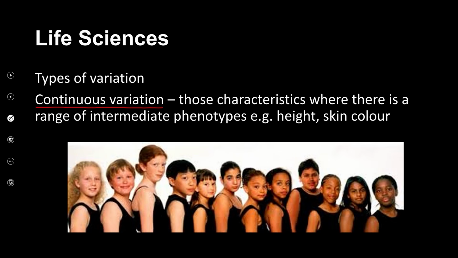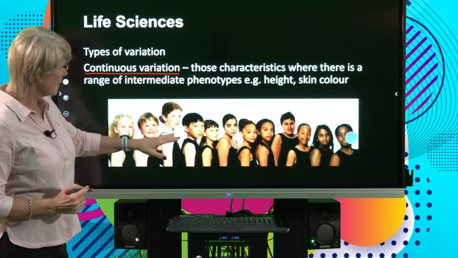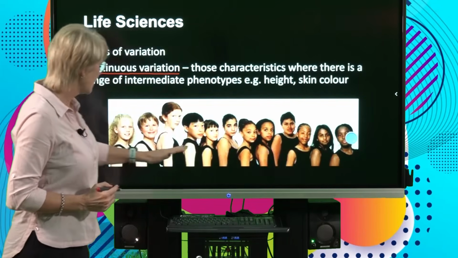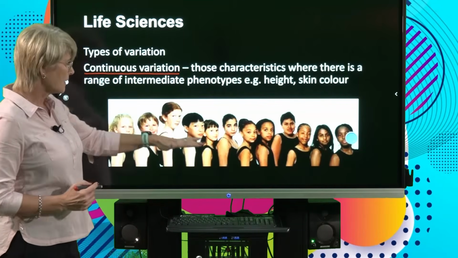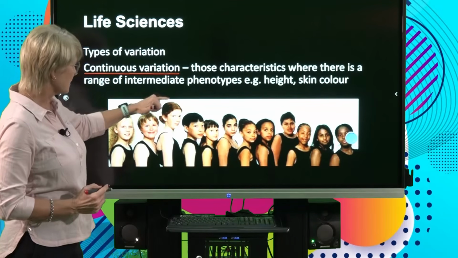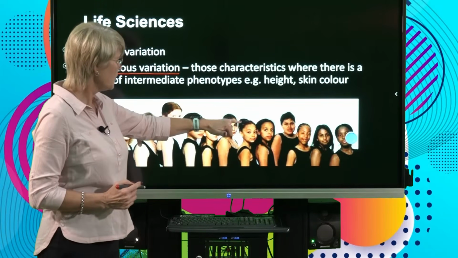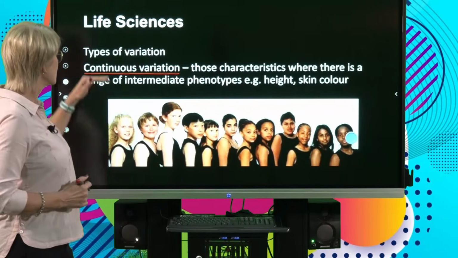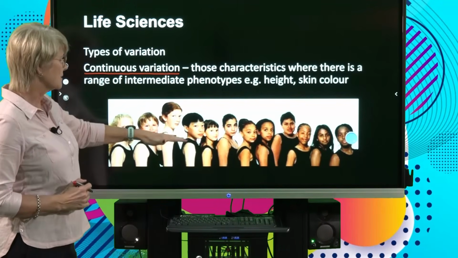Okay, and a very good example of this, and here's a diagram that shows you skin color. You can see of all these little girls, they all have various ranges, or there's a whole range of skin color, hair color, eye color, even their height. So a very good example of a characteristic that has continuous variation is height.